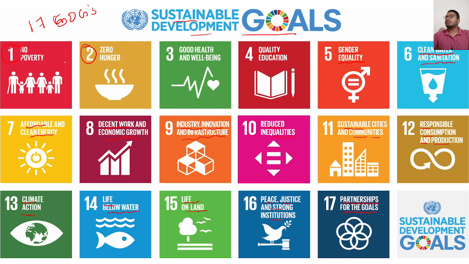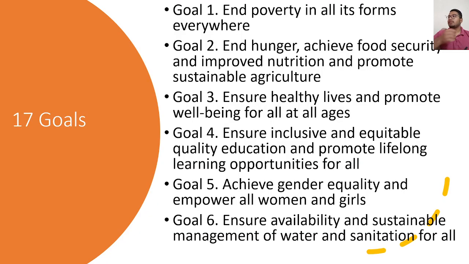So here we saw all the 17 SDGs. These are the 17 SDGs that have been taken up by the UN member states to make the world a better place to live and be happy and prosperous. Now let's have a brief introduction to all the goals, that is, all 17 goals.